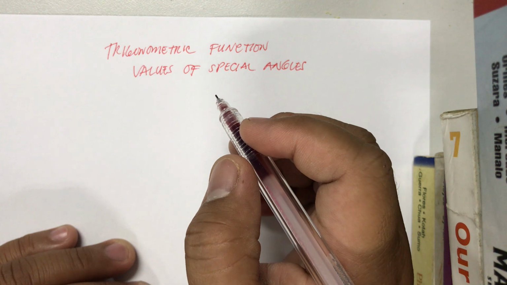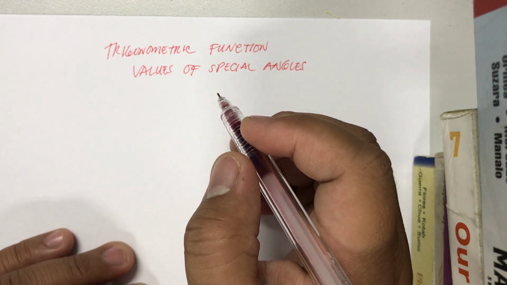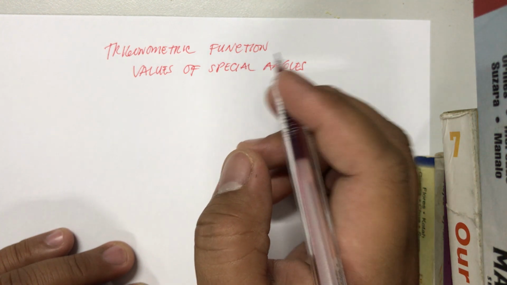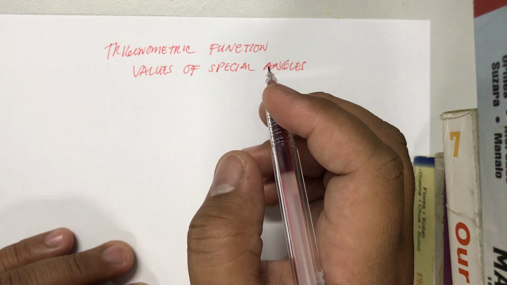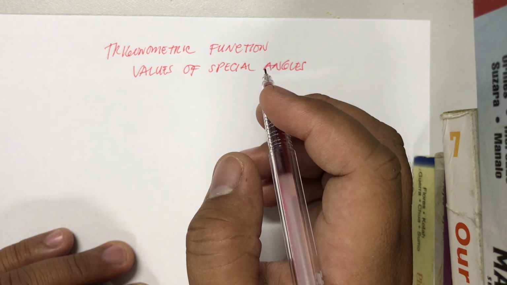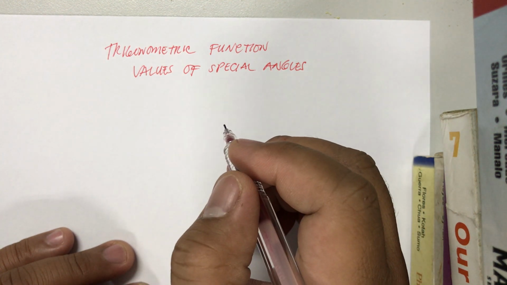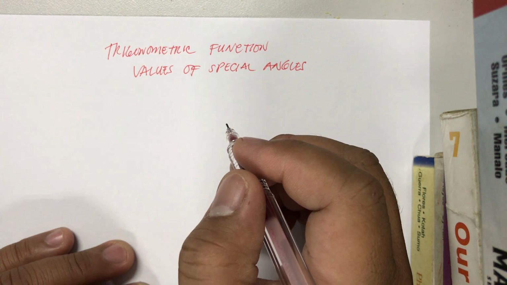So how do we derive, how do we establish the concept of the trigonometric function values of special angles? Let's start with 30 degrees and 60 degrees. Accordingly, you will be given an equilateral triangle. Now, what is an equilateral triangle?